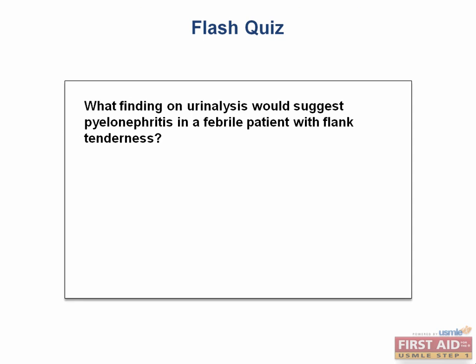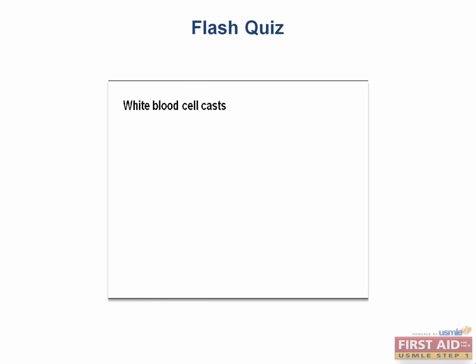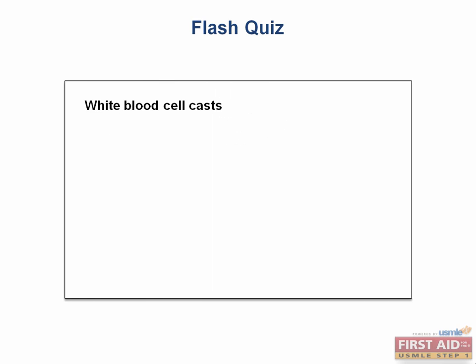Flash quiz. What finding on urinalysis would suggest pyelonephritis in a febrile patient with flank tenderness? Answer: white blood cell casts. Remember that white blood cells will only form casts if there is an infection in the kidney. Otherwise, an infection in the collecting system could lead to white blood cells in the urine, referred to as pyuria, but they would not be molded into the cast-like shape of the renal tubules.